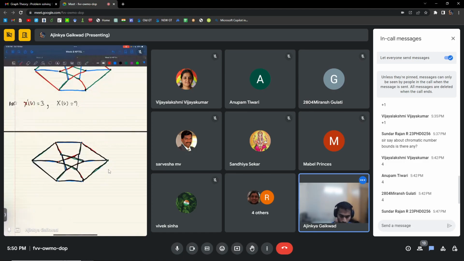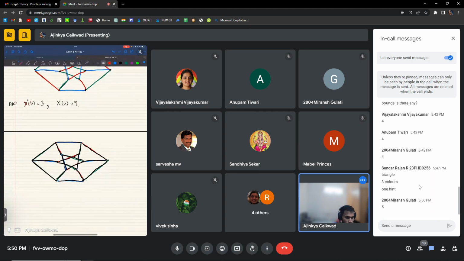Okay, I think it is visible now. So for now, let's just focus on this one, right? Let's see some chat. Triangle, three colors, one hint. Okay, so let's see. So I think the answer is three. You guys are correct. So clearly the answer is at least three because we have two triangles here.